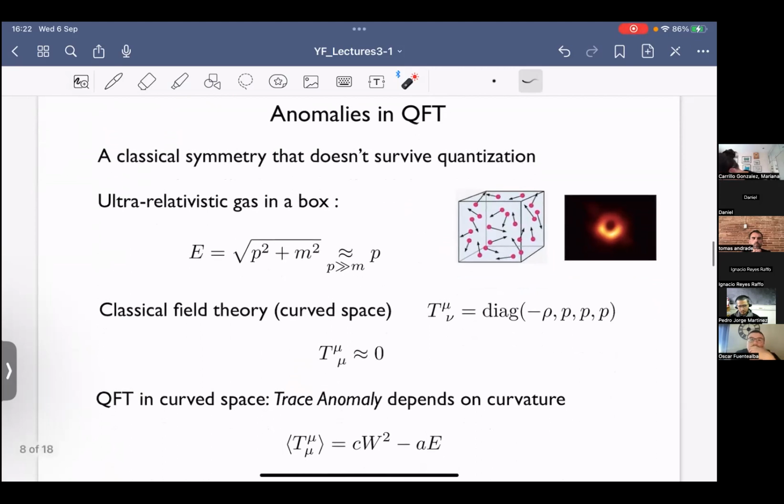The symmetry that we're talking about in this case, sorry, I'm trying to log back in with my camera. Okay.